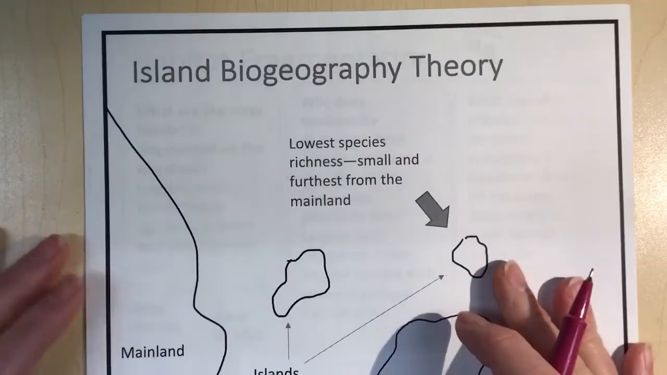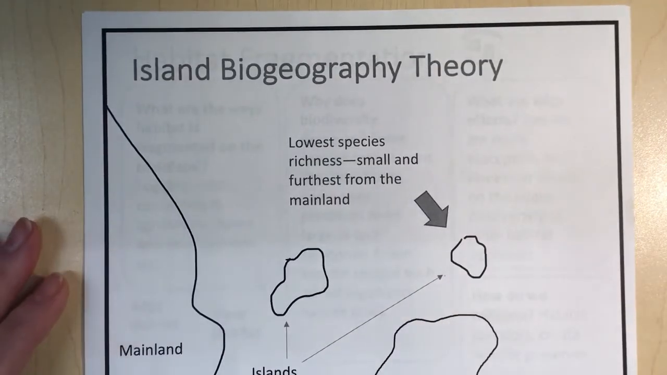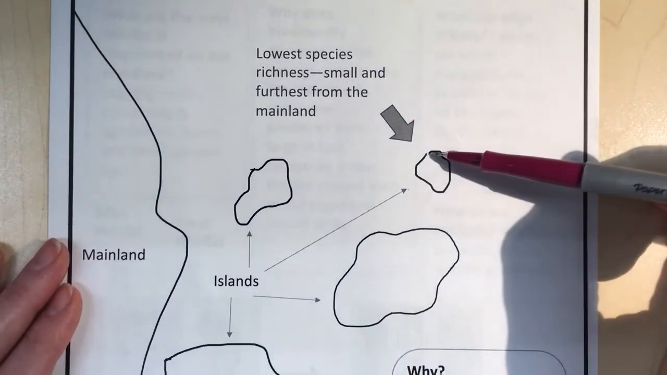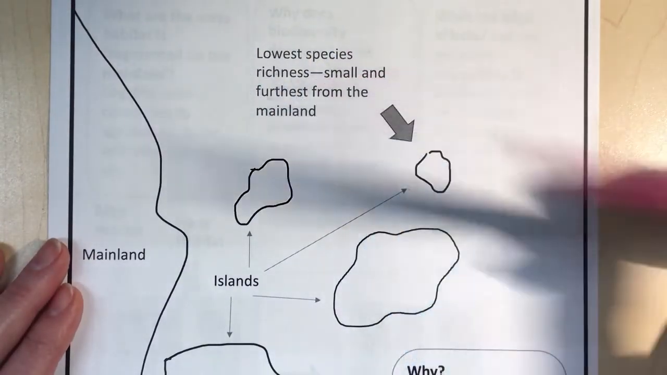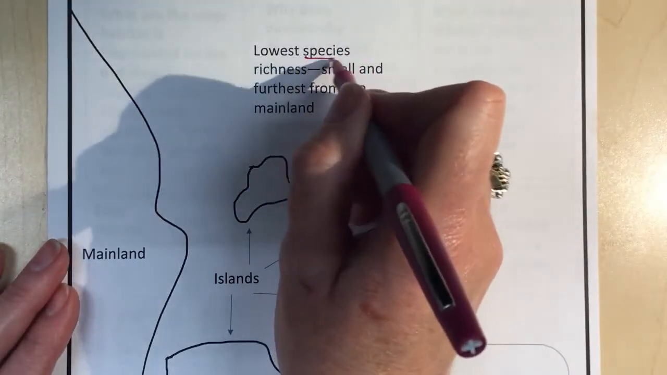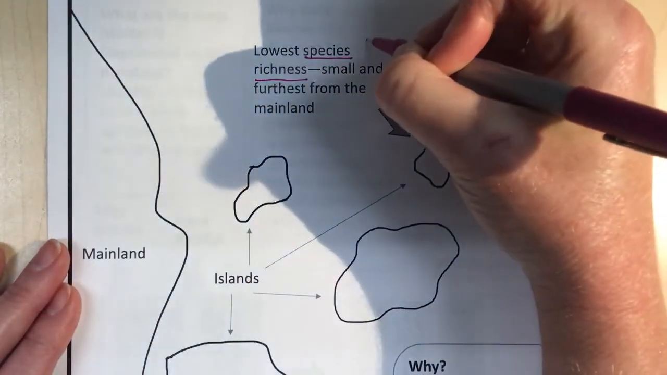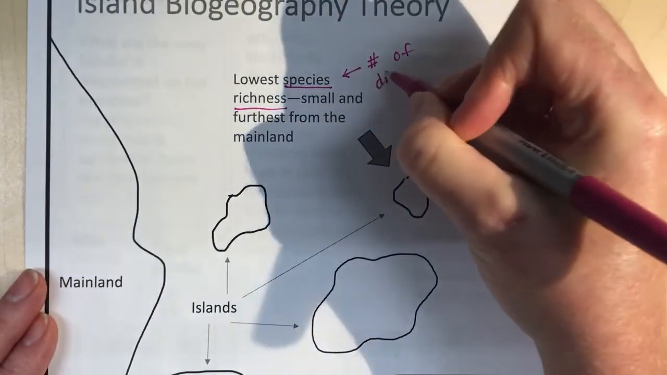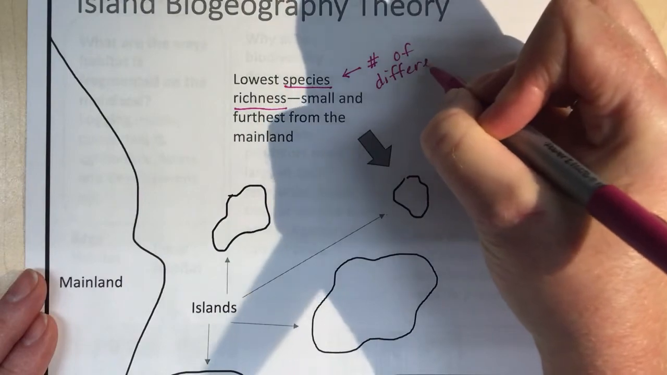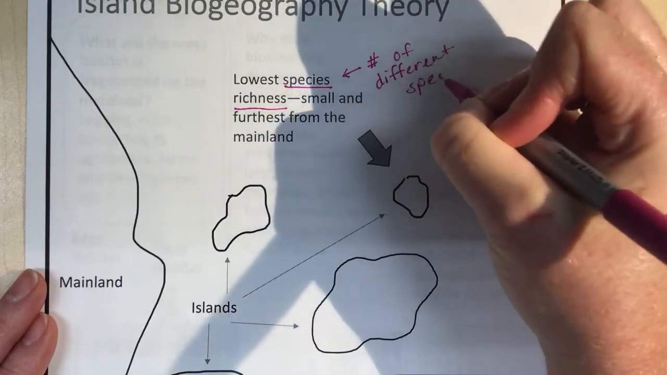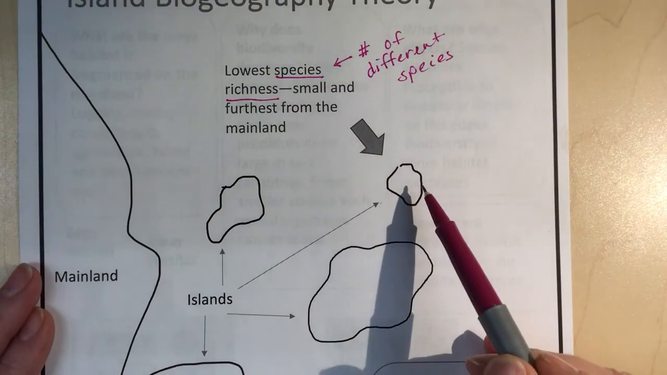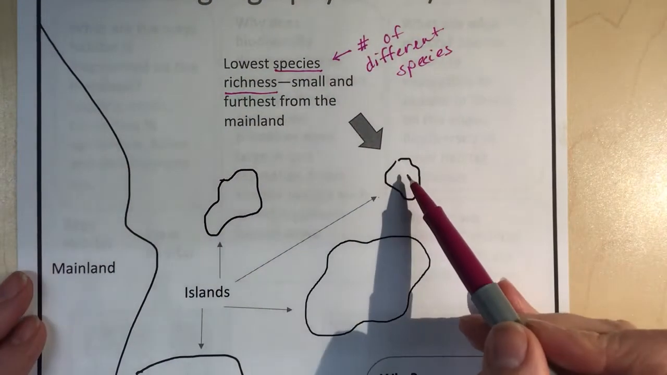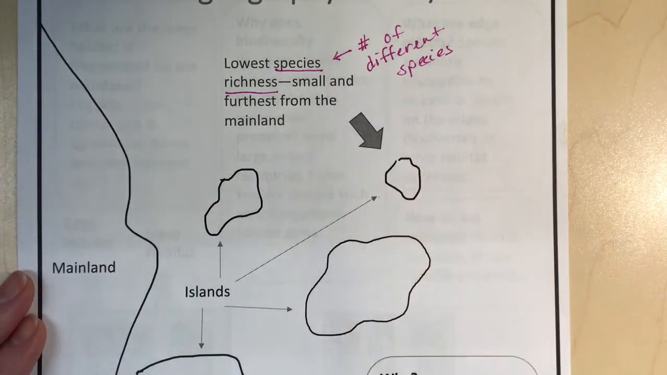Okay, so over here, the next page, we have island biogeography theory. And so you have the lowest species richness, so the number of different species. This is a term you need to know. So species richness is the number of different species. Is going to be, there we go, the smallest and furthest from the mainland.